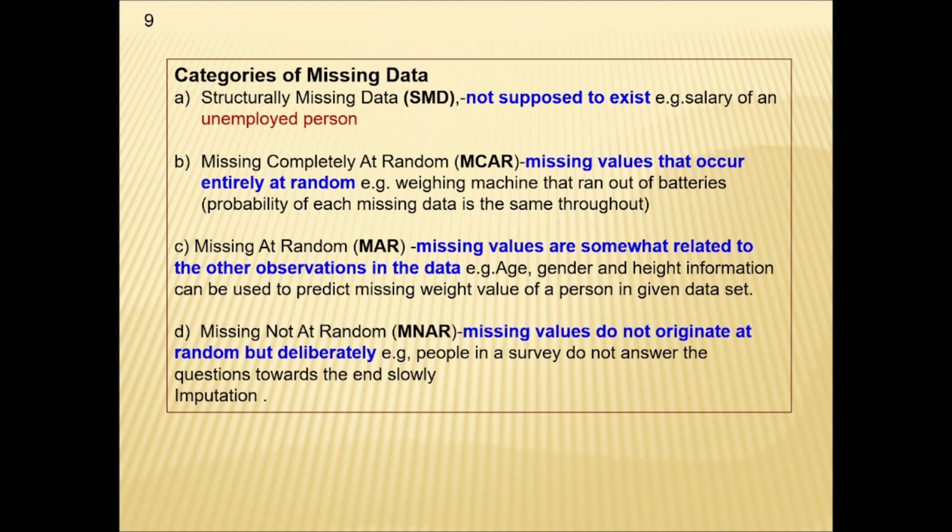This one is the categories of missing data. There is structurally missing data, then missing completely at random, then missing at random, then missing not at random. These are the types of missing data, you know better than me. But the analysis of these different types of data cannot be the same. Our objective is how to improve, how to replace the missing data.